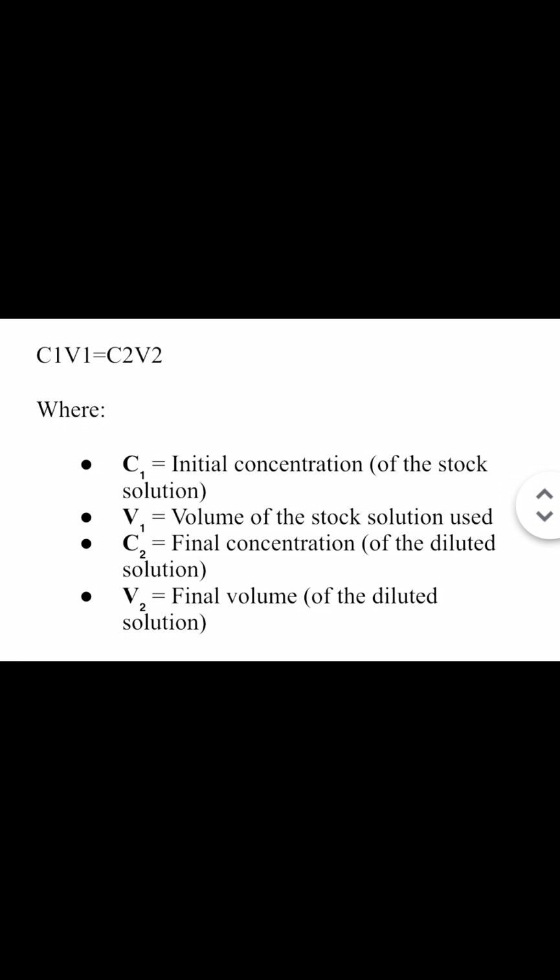The dilution equation expresses the relationship between the stock solution and the final diluted solution. C1 and V1 determine how much solute is initially present. C2 and V2 describe the desired outcome of the dilution process. The equation ensures that the amount of solute before and after dilution remains constant. This is why C1 V1 equals C2 V2, reflecting that the amount of solute in the stock solution will be the same as in the final diluted solution.